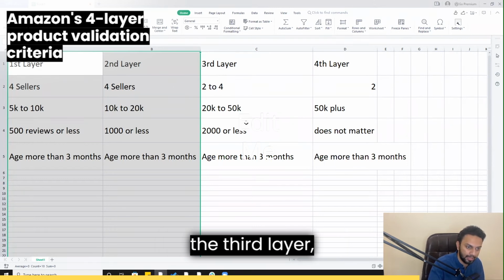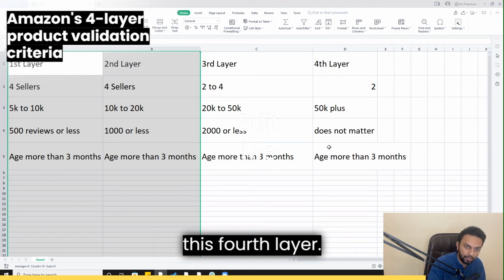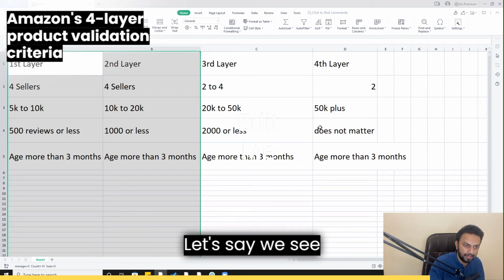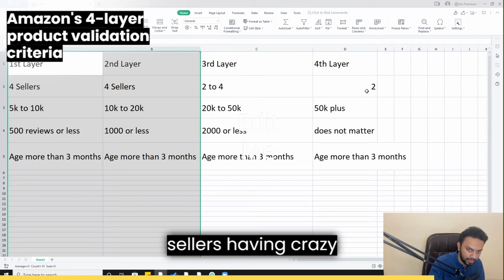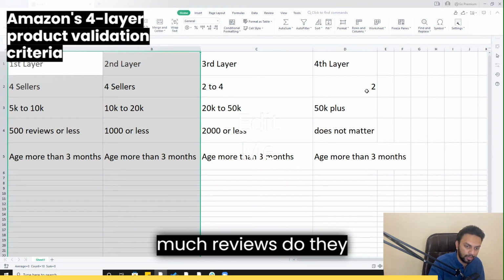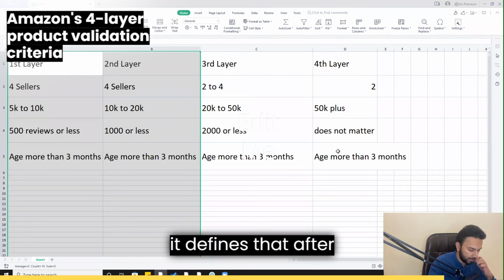Now the third layer. When we have these two layers, we can always grow into the second layer, then to the third layer. This fourth layer defines the revenue depth of the product. Let's say we have at least two sellers having crazy revenue. It doesn't matter how many reviews they have, and definitely their age is going to be much higher. And it shows that after getting to the third layer, this product has some potential for growth.